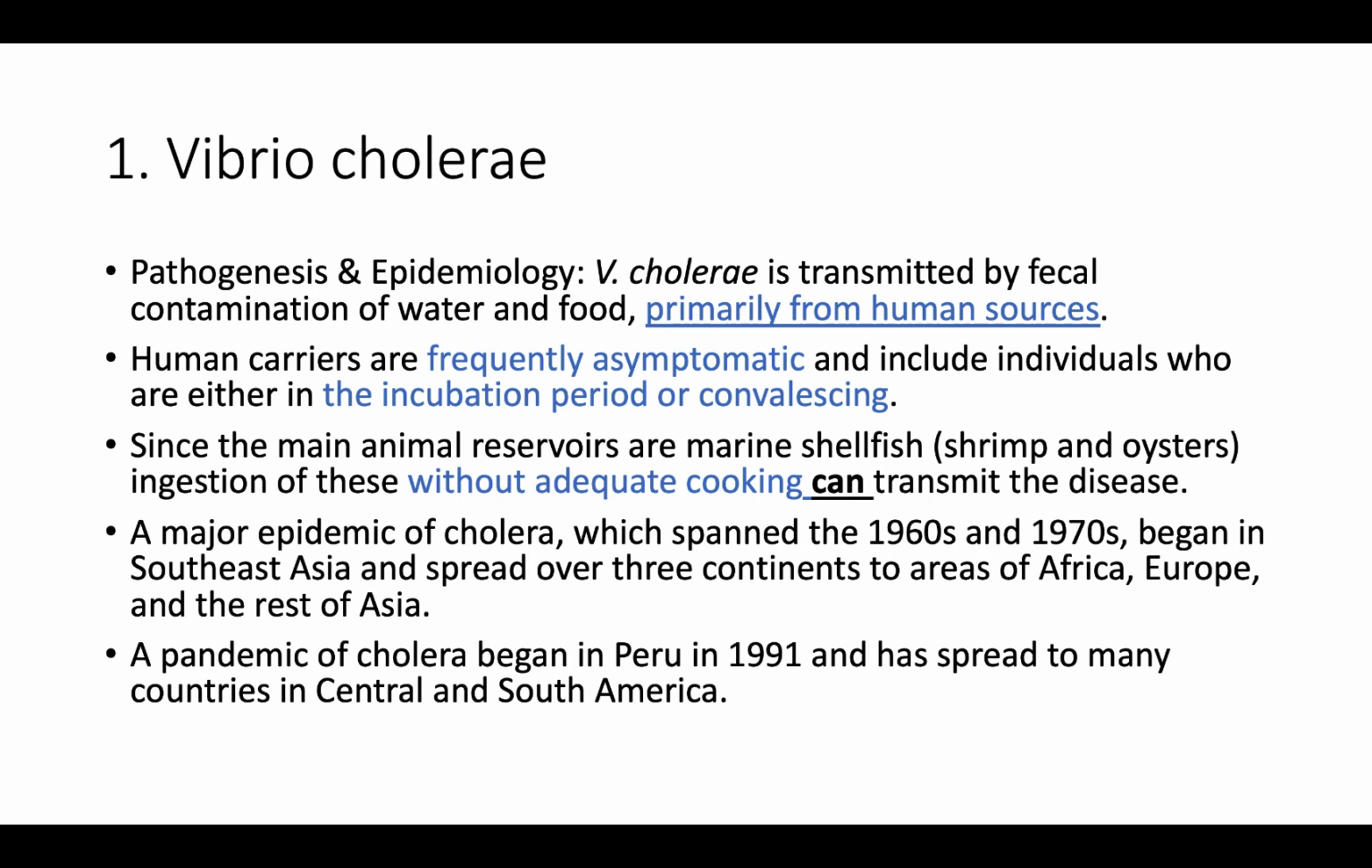Pathogenesis and epidemiology. Vibrio cholerae is transmitted by fecal contamination of water and food, primarily from human sources. Human carriers are frequently asymptomatic and include individuals who are either in the incubation period or convalescing. What happens? A patient who has the problem defecates. He doesn't have diarrhea or has mild diarrhea. This feces will reach the water supply, and then another person will drink it and get infected, and then they will defecate some more. It's a circle that keeps continuously increasing the problem in the water supply.